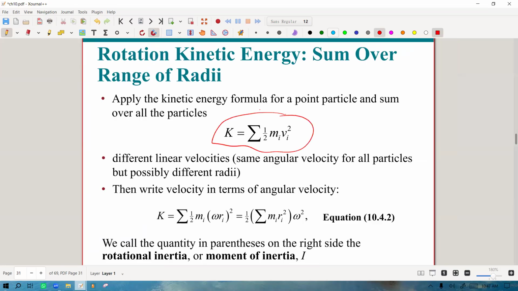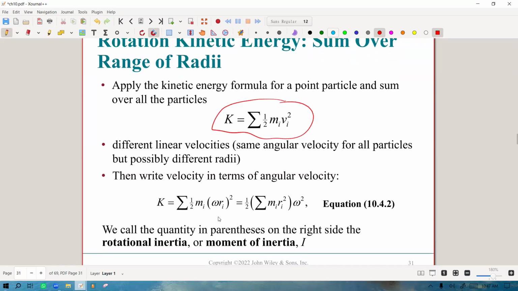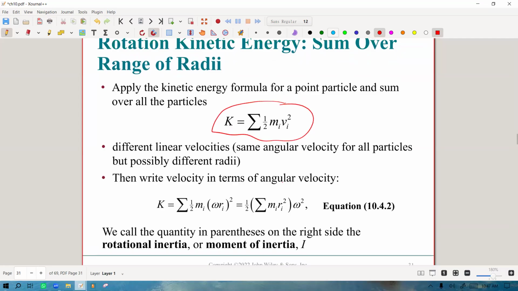So the total kinetic energy for particles in the rotation. Different linear velocities, same angular velocity for all particles, but possibly different radii. Then we can write the velocity in terms of angular velocity: one half m_i r_i squared times omega squared. We call this quantity the rotational inertia, and sometimes it's called the moment of inertia.